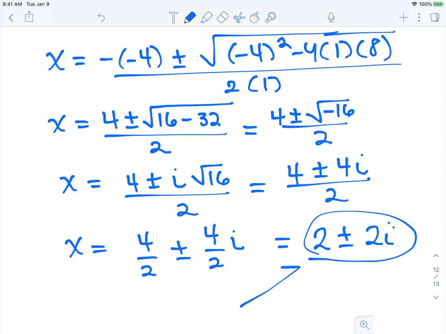They are imaginary or complex zeros. And if you remember, complex zeros occur in pairs. So these will not be x-intercepts. They're just going to be zeros of the function, imaginary zeros.